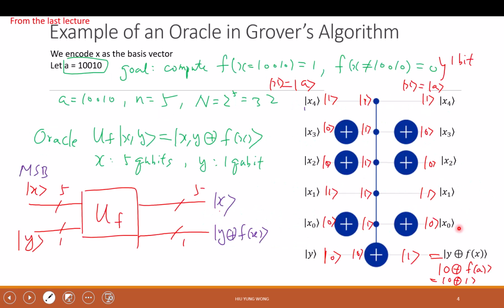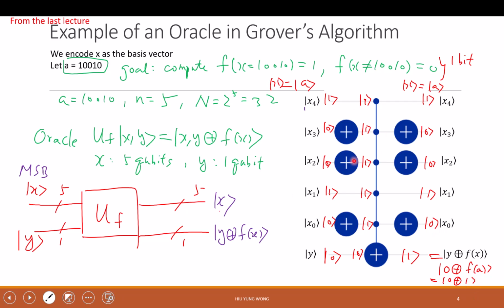So we use it as an exercise. For example, I have 5 qubits, right? And A can be 10010. This might be my student ID, something that I want to search. And we will be able to come up with a quantum oracle to fulfill the requirement that f of x is 1 when x equals a, otherwise it is 0.